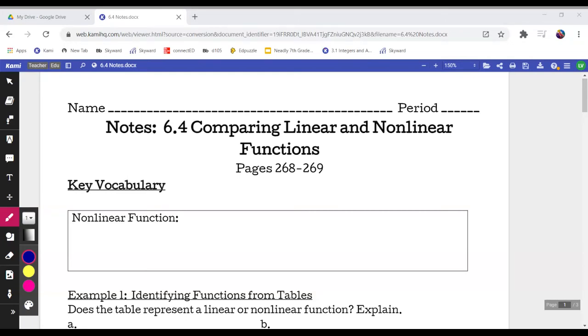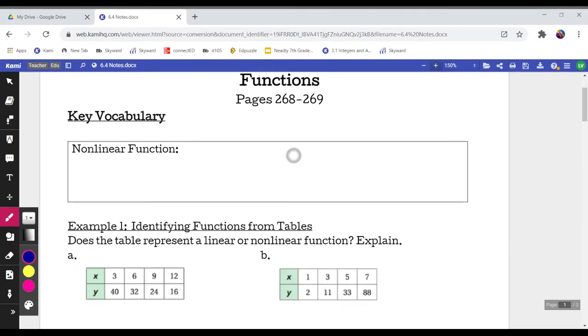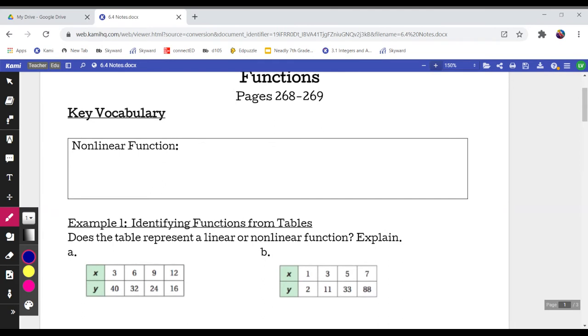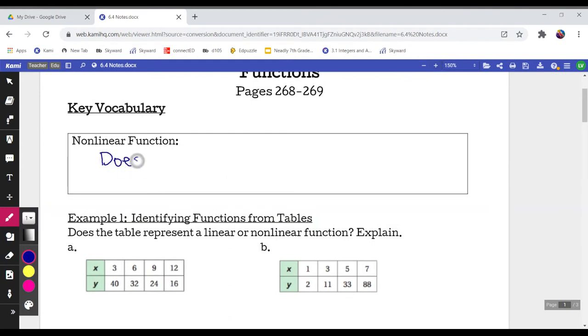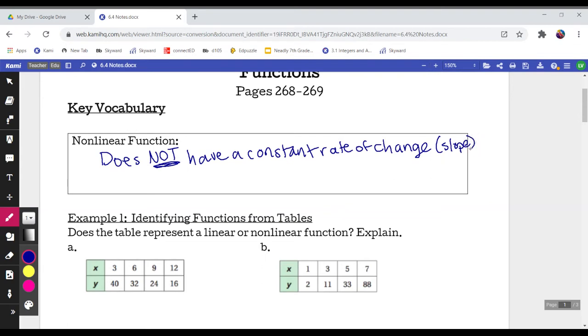6.4 Comparing linear and nonlinear functions. Our key vocabulary is nonlinear function. This means does not have a constant rate of change. This is referring to the slope. It is also not a line. Sorry, not a straight line.